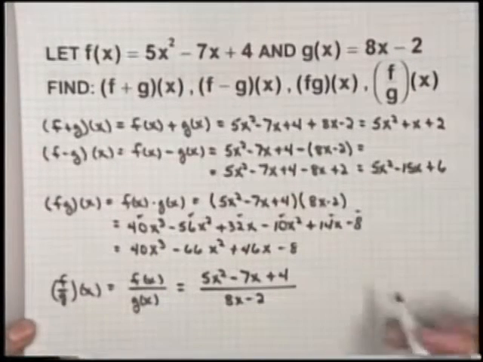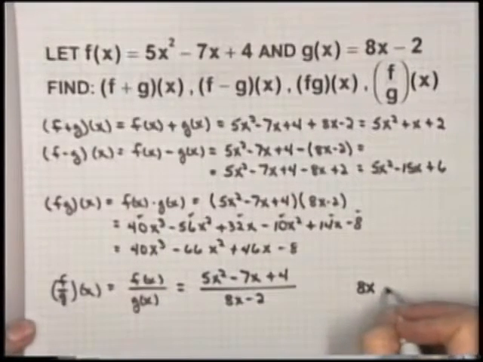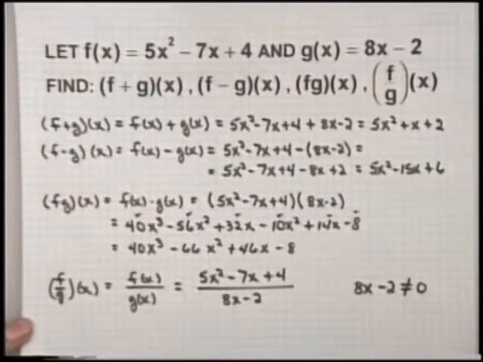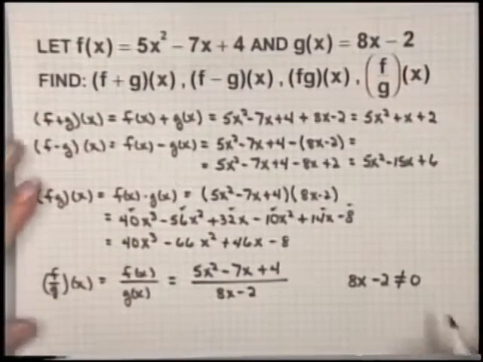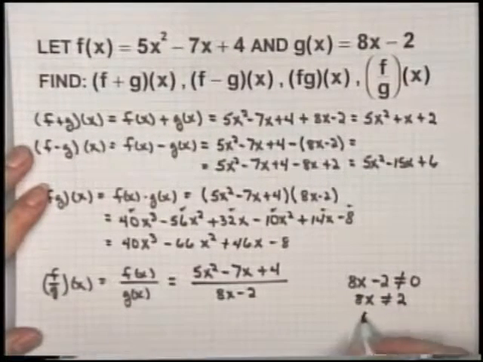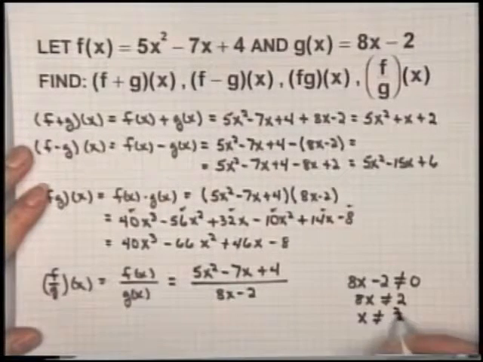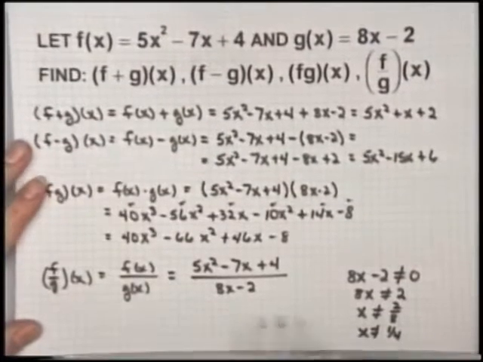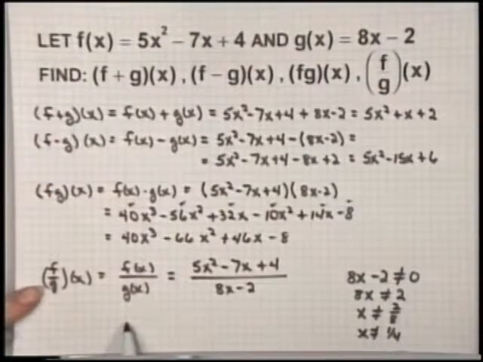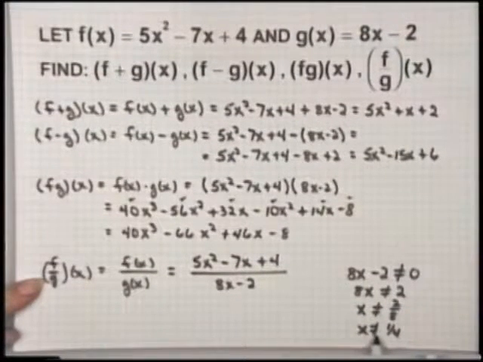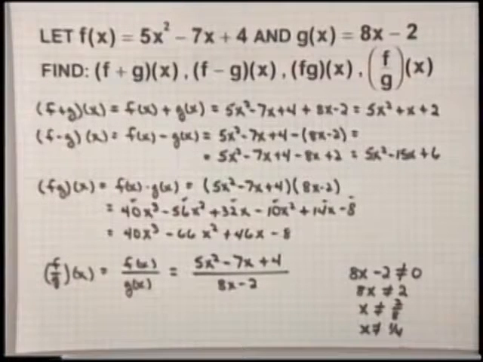You also want to remember that this denominator, 8x minus 2, cannot be equal to 0. So let's follow that through. If 8x minus 2 cannot equal 0, then 8x cannot equal 2, which says x cannot equal 2 divided by 8, or 1/4. So this quotient of these two functions will be defined as long as x does not equal the number 1/4.